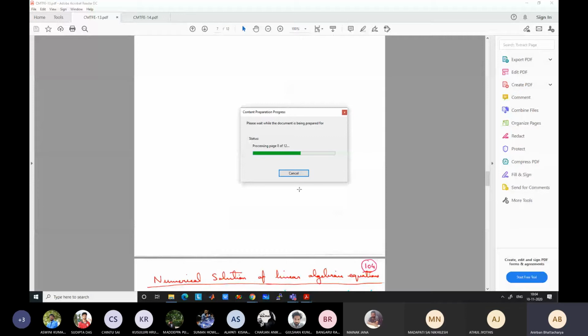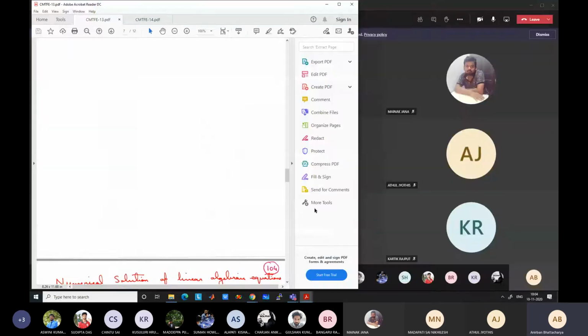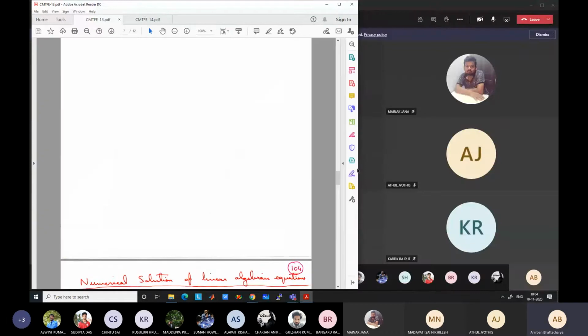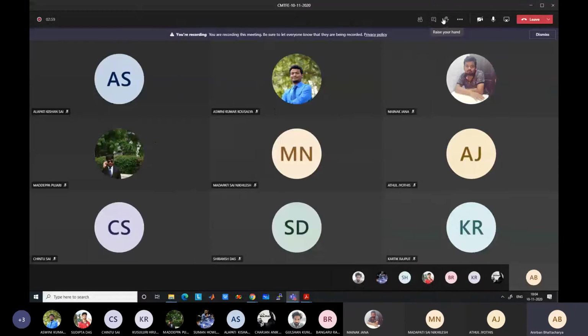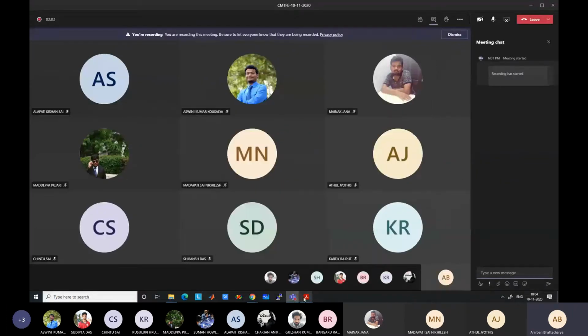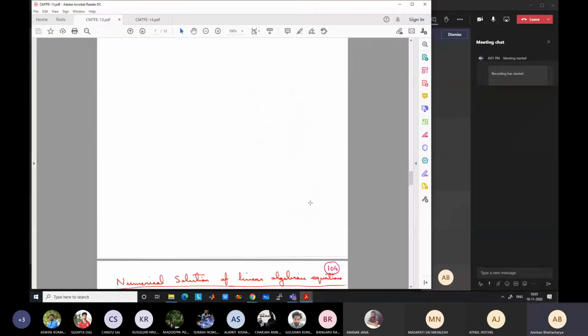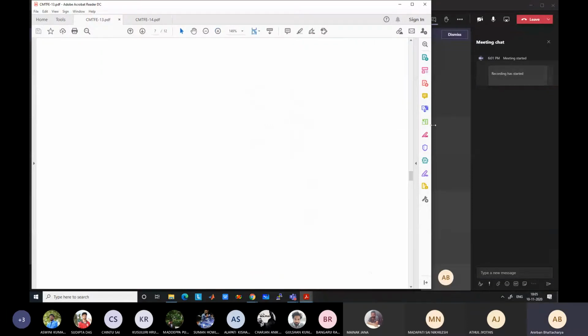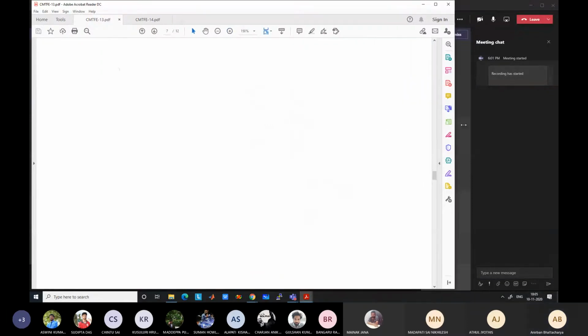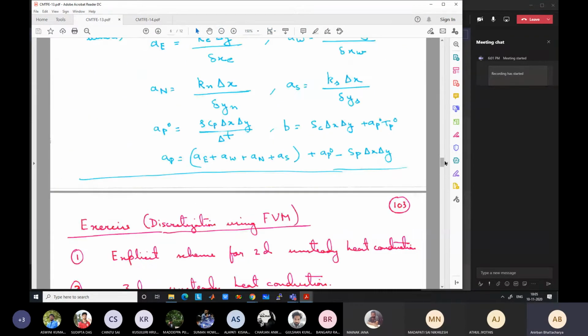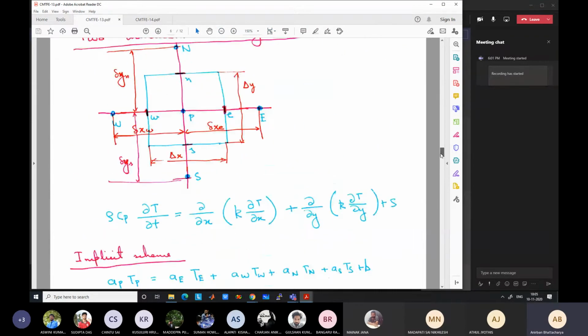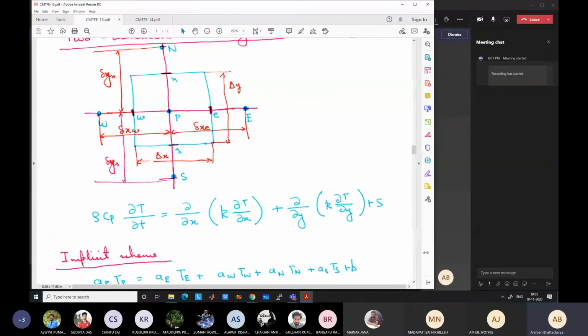We will discuss the numerical solution of linear algebraic equations today. In all the previous classes, we had seen different methods of discretization, mainly finite difference and finite volume.